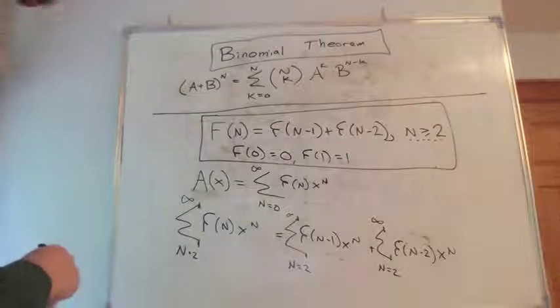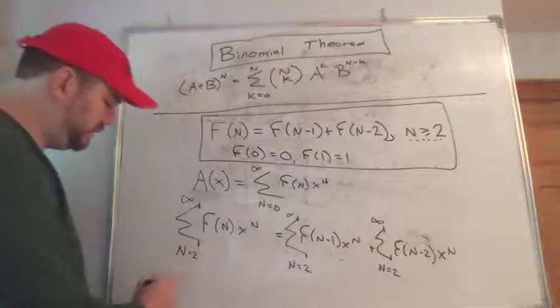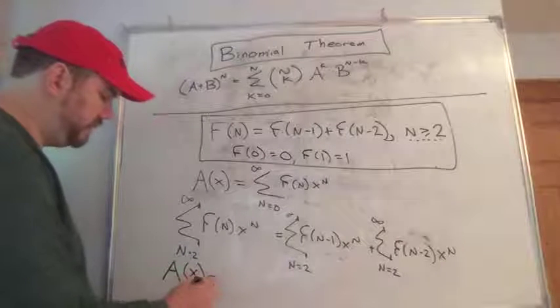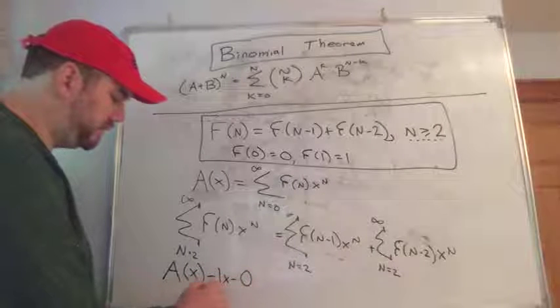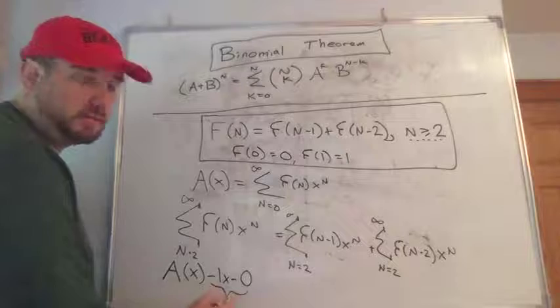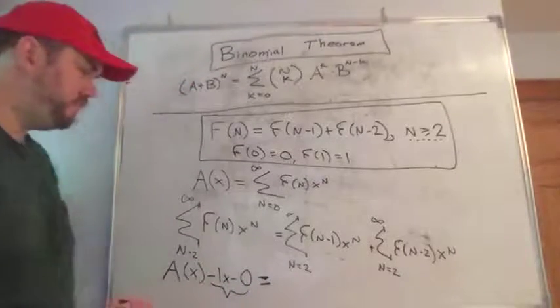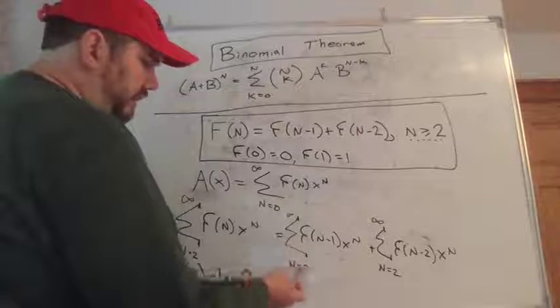When we do this, this is almost A of x, but it's missing the first two terms. So here we get A of x minus 1x minus 0, because I have to subtract off the first two terms, is equal to, here I'm going to need to factor out an x and do the index shift.